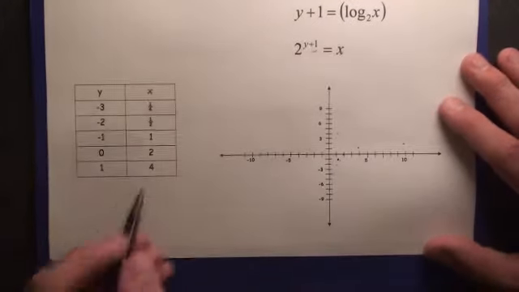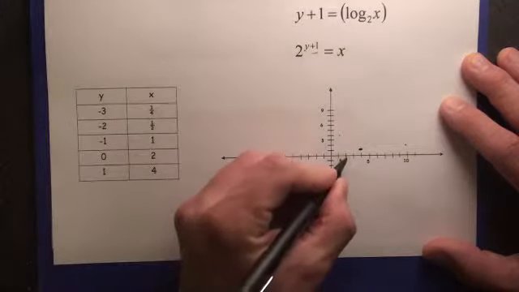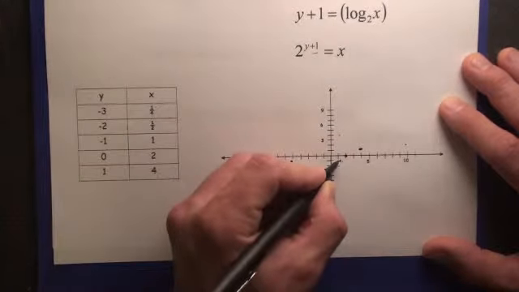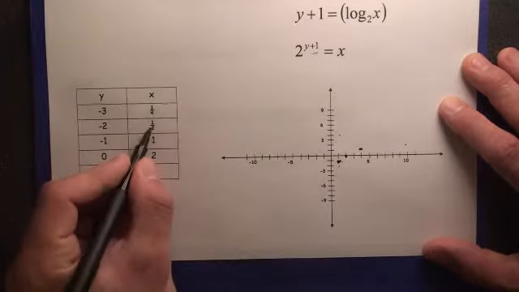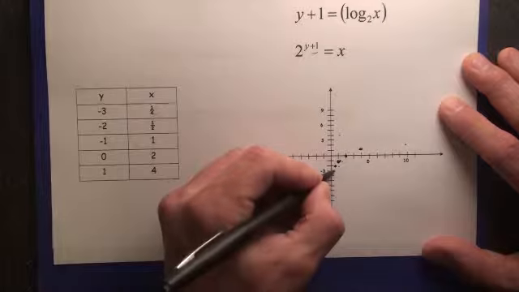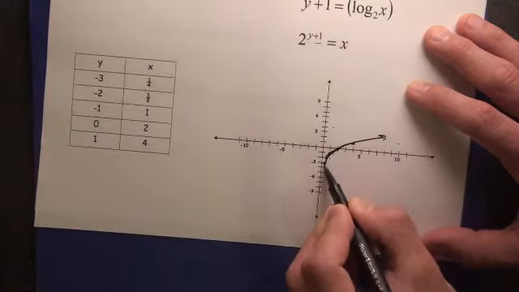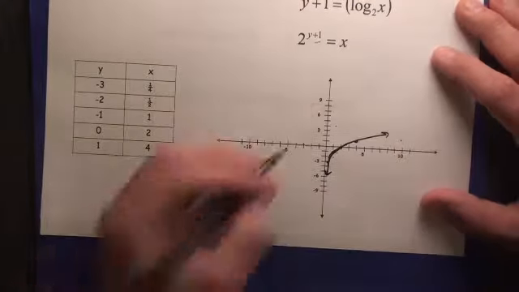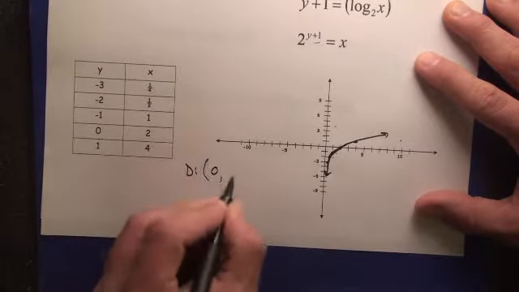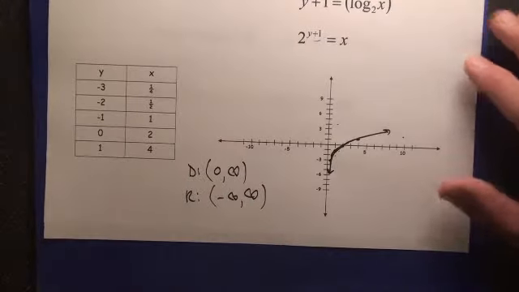So we go ahead and graph. We're going to go to the right 4 and up 1. To the right 2 and up 0. To the right 1 and down 1. To the right 1/2 and down 2. To the right 1/4 and down 3. So now on this graph, we're going to have yet another vertical asymptote at the y-axis, x equals 0. So what's our domain? From 0 to infinity, and our range is from negative infinity to positive infinity.